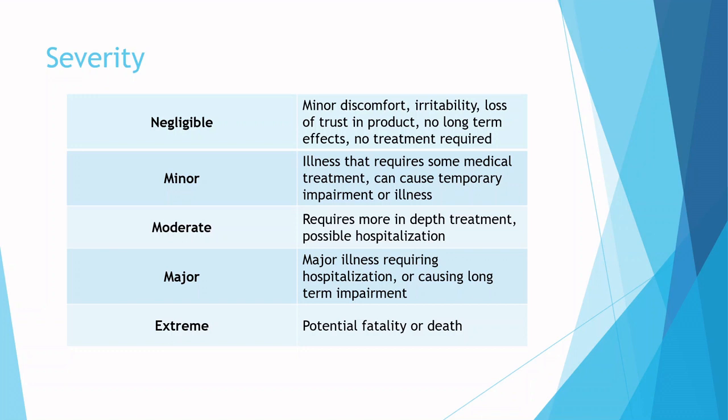Moving up to minor, this is where you may require some medical treatment. It could cause temporary impairment or illness. Moderate could imply that some people may require hospitalization, but they're most likely to recover. Major could cause hospitalization and extended hospitalization, or could cause long-term impairment. And extreme, of course, is potential fatality or death. And there are hazards such as certain allergens or certain pathogens that can cause death if we do not mitigate them and reduce them properly.